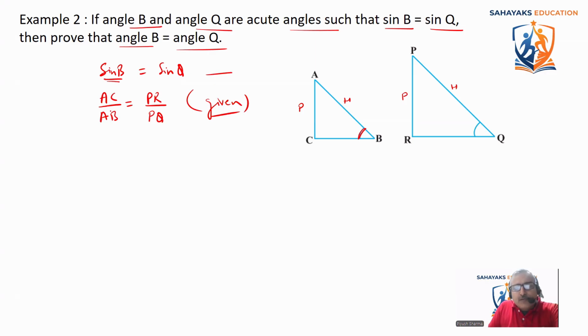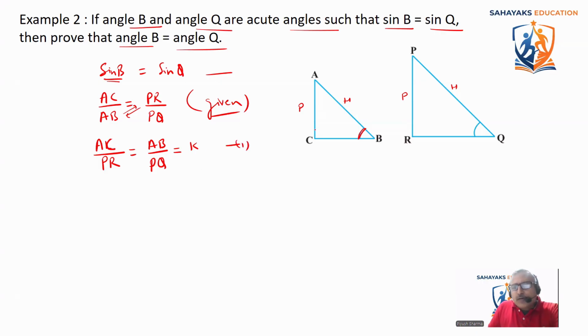Now, from here I can say that AC divided by PR is equal to AB divided by PQ. Isn't it? I just cross multiplied. I moved this AB this side and PR this side. And let's say that this ratio is equal to K. So we are saying AC by PR and AB by PQ is equal to K. So this is equation 1 for us.